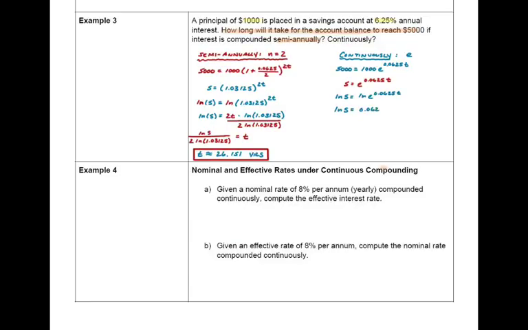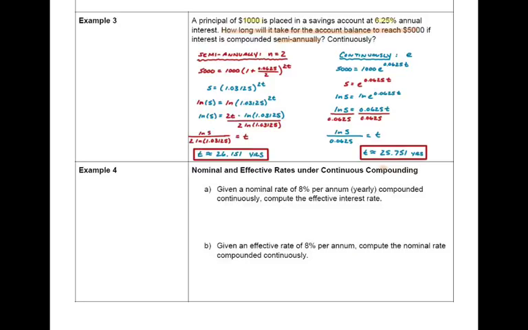If I take the natural log of both sides, what I'll end up with is natural log of 5 equals 0.0625t, because natural log of e to any power will always be the power. And if I divide both sides by 0.0625, I would get t to be approximately 25.751 years. So a little bit less time, maybe about half a year.